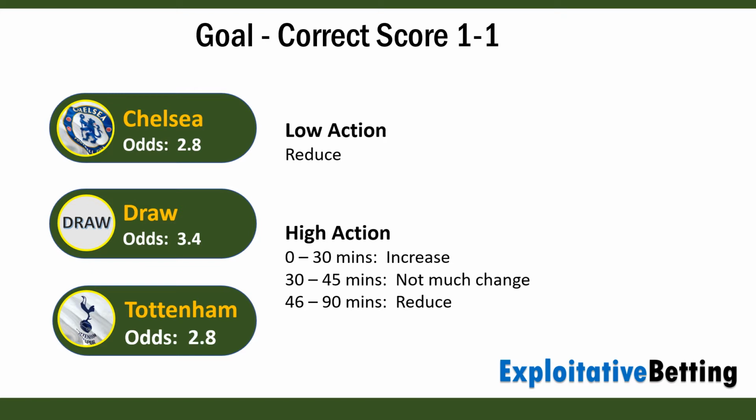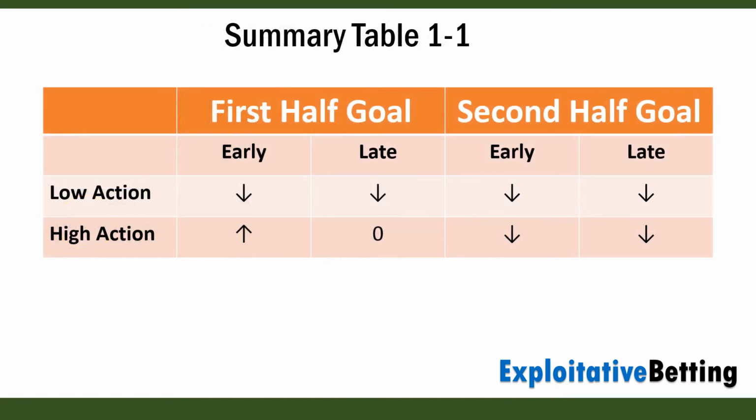So for medium action games, a goal in the first 15 minutes would generally result in the odds of 1-1 increasing. From around the 15th to the 30th minute, a goal won't significantly change the odds of 1-1. And after about the 30th minute, a goal will cause the odds of 1-1 to shorten. In all cases, if the first goal is scored late in the game, the odds of 1-1 might not shorten compared to the odds at kickoff.